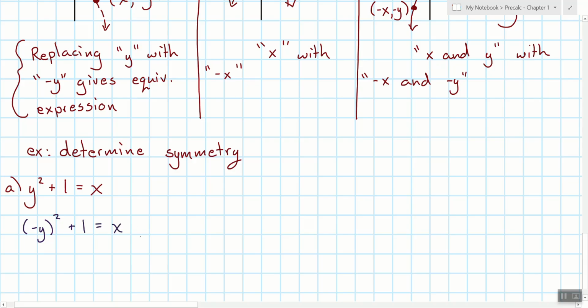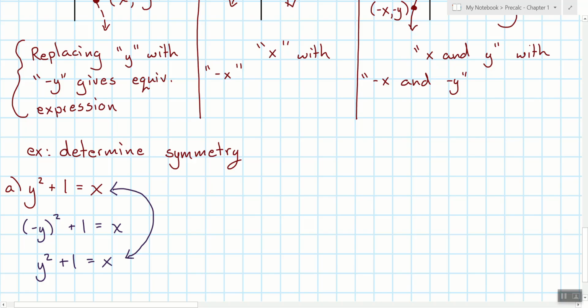Now, I've added the negative y in. What happens when I take negative y and I square it? It becomes y squared, right? A positive y squared. So check it out. If we do y squared plus 1 equals x, and we now compare that to the original, are these the same equations?